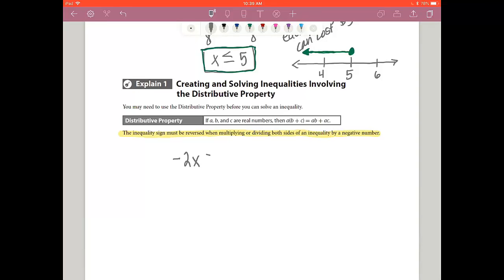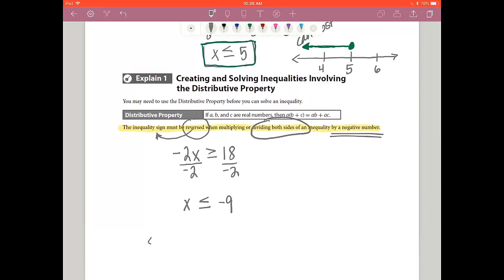So here's an example. If I have negative 2x is greater than or equal to 18. In order to solve this inequality, I have to divide both sides by negative 2. When I divide both sides by that negative number, I have to reverse the inequality sign or symbol. So instead of x is greater than or equal to, I have x is less than or equal to. And then 18 divided by negative 2 is negative 9.